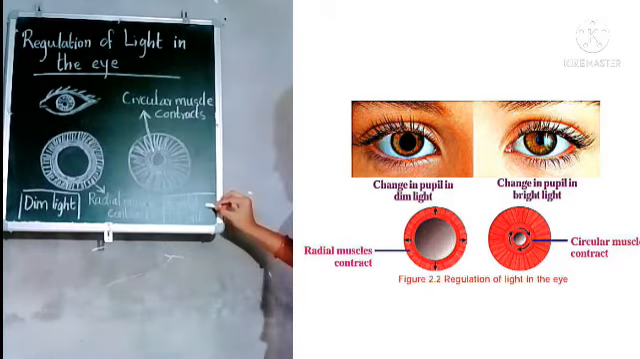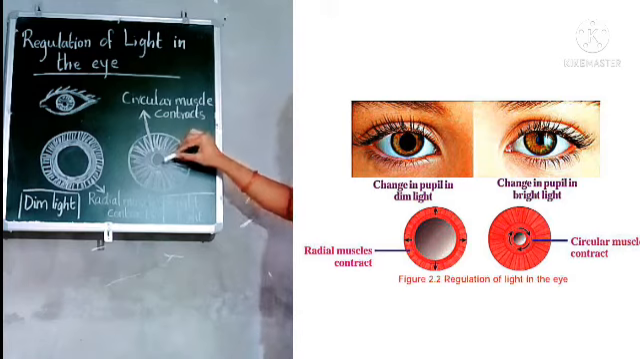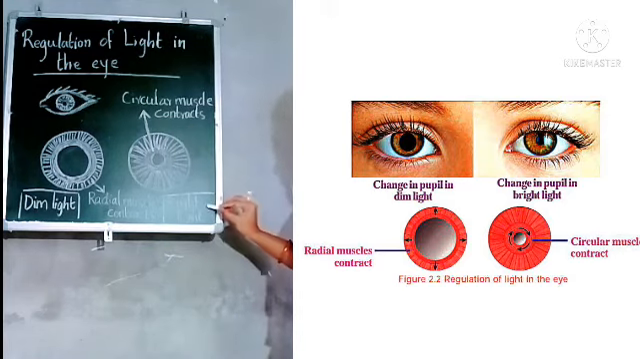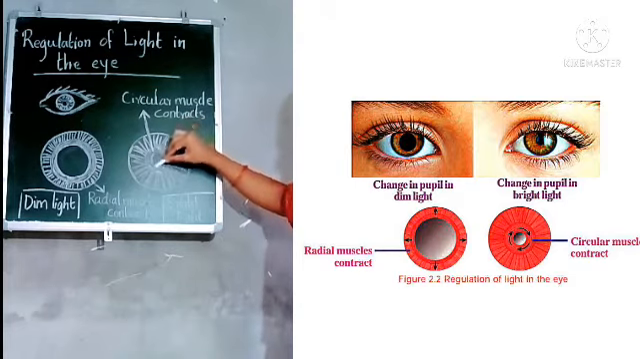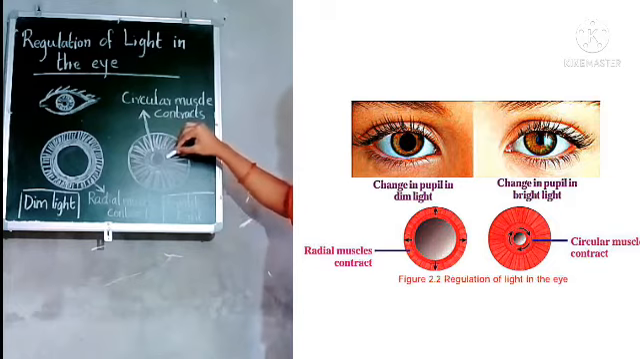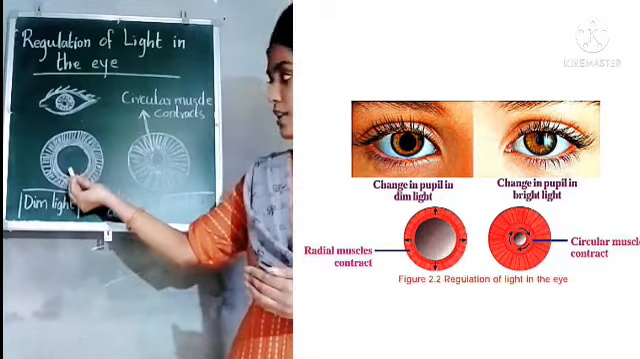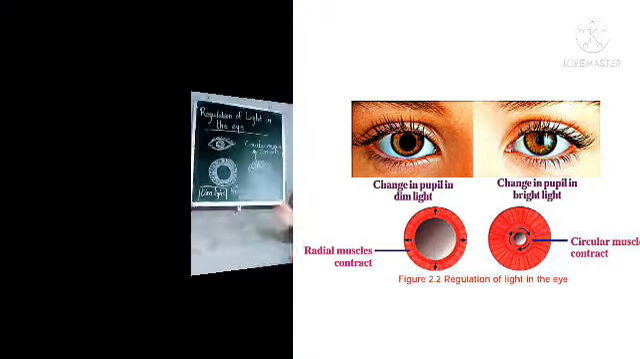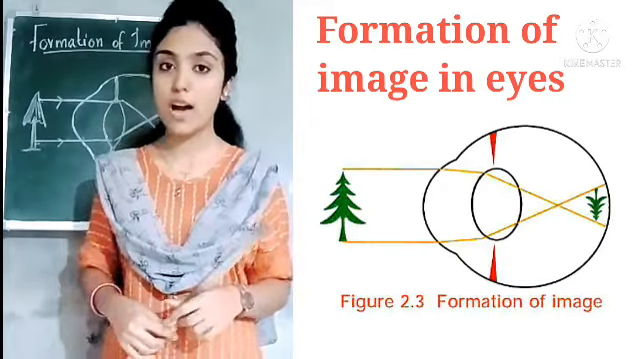Then in bright light, you can see the circular muscles contract. As a result, the size of the pupil decreases. So in bright light, the circular muscles contract and as a result, the size of the pupil decreases. So in dim light, the size of the pupil is larger and in bright light, the size of the pupil is smaller. Now let us learn about the formation of image in our eyes.